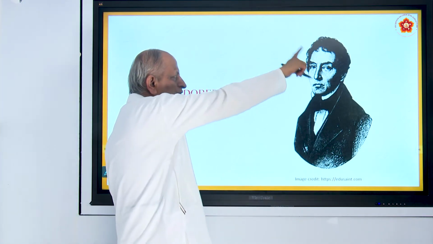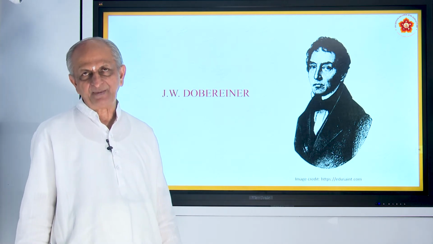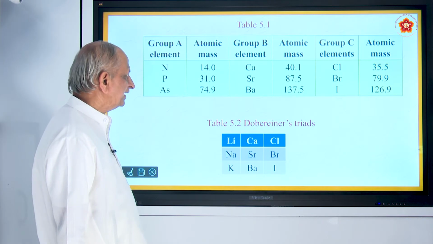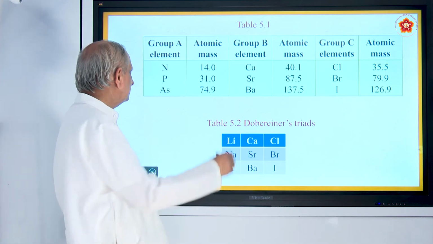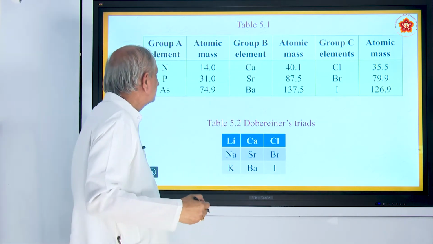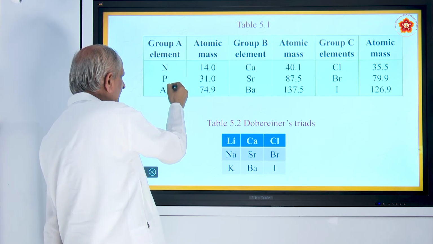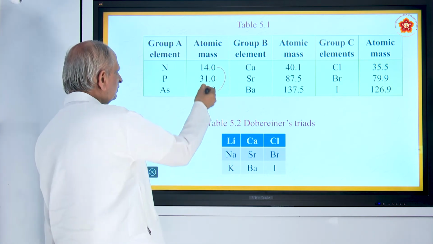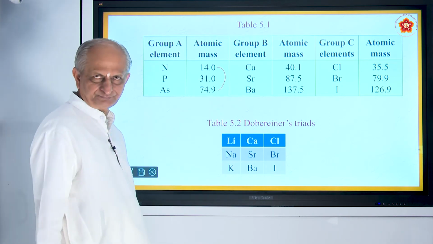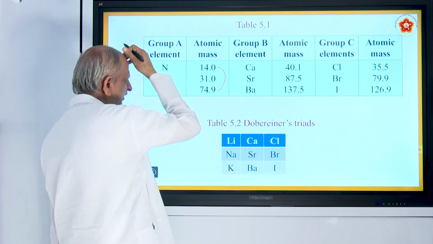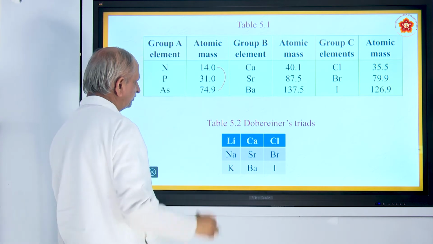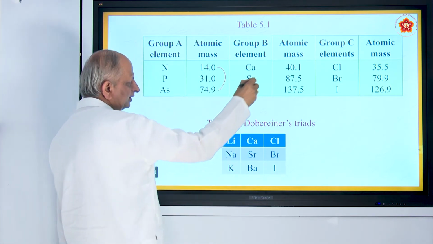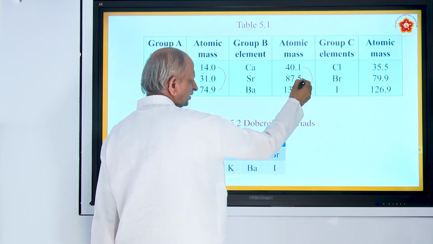So this is a photo of J.W. Dobereiner, a German scientist. In the 19th century, he lived and gave one contribution to the classification of elements. Here, for example, the different elements he took were, in group A, nitrogen, phosphorus, arsenic. Here the average of these two is almost equal to the atomic mass of the middle one. For example, 74 plus 14, so let's take 75, and it's almost equal to this.